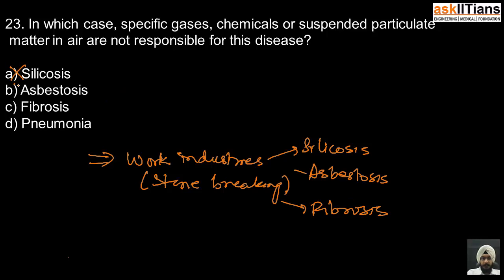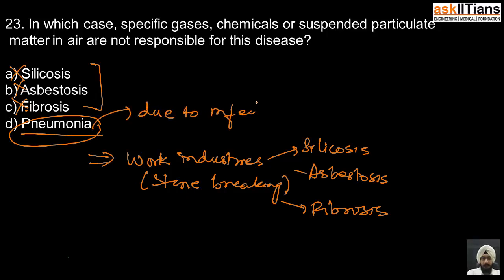So the options A, B and C are incorrect. So they are not responsible. So basically the specific gases, chemicals or suspended particulates are responsible for diseases. But it is pneumonia for which they are not responsible, because pneumonia is due to infection by the bacterium Streptococcus pneumoniae. So this is the correct option, D. Let's go to the next question.